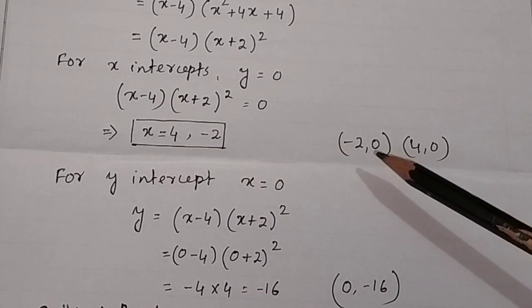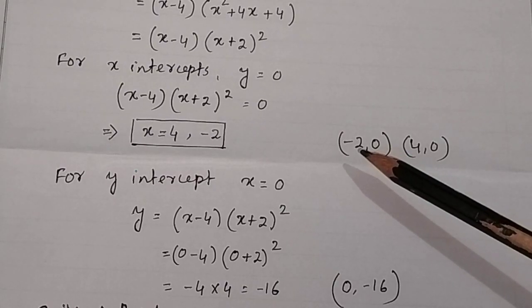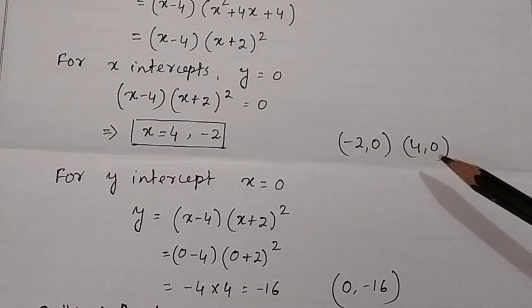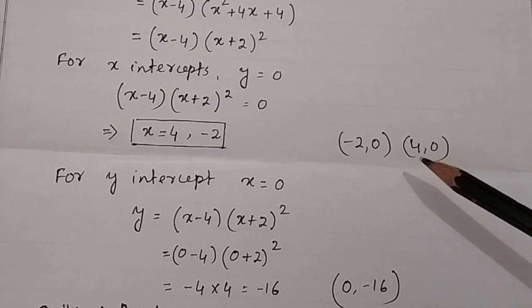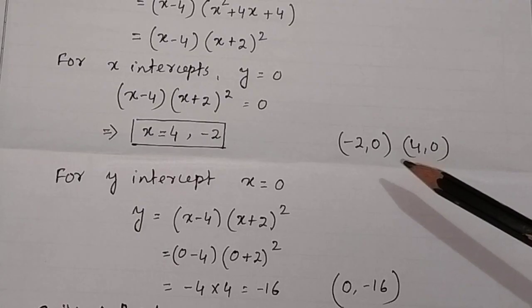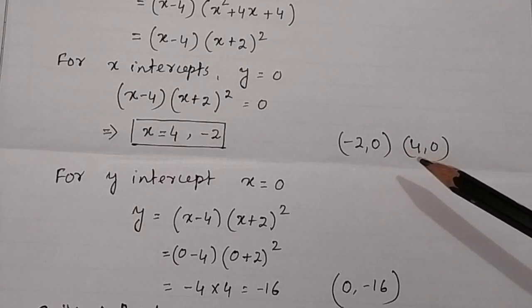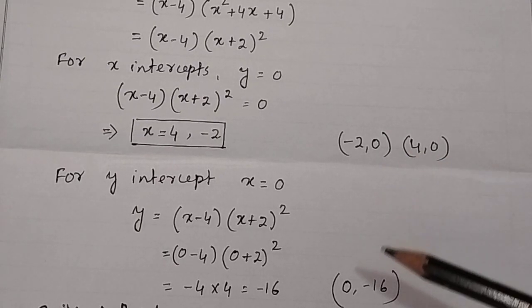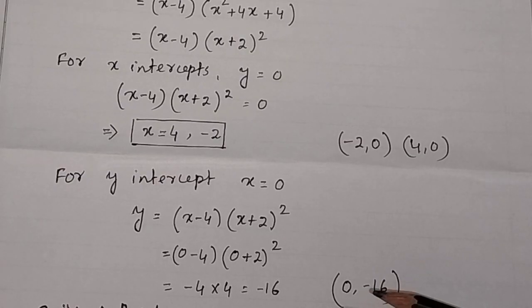So at y equal to 0, x equal to minus 2, and at y equal to 0 also you have x equal to 4. So the x intercept coordinates are minus 2, 0 and 4, 0, and y intercept coordinate is 0, minus 16.